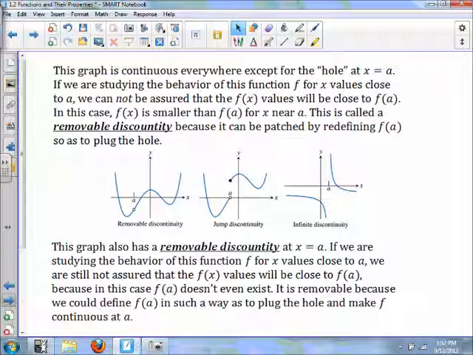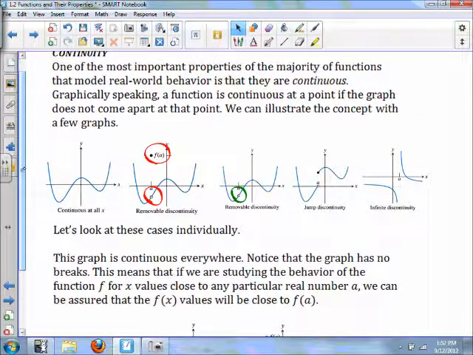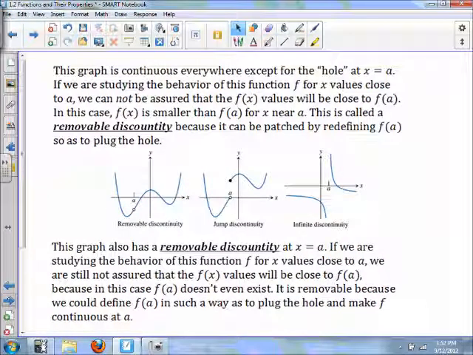Now, the graph next to it, the removable discontinuity, is continuous everywhere except for the hole at x equals a. If we're studying the behavior of function f for x values close to a, we cannot be assured that the f of x values will be close to f of a, because it could have a value like it does here, it could have a value like it does in the second one, or it could not have any value at all. In this case, f of x is smaller than f of a for x near a. This is called a removable discontinuity because it can be patched by redefining f of a so as to plug the hole.